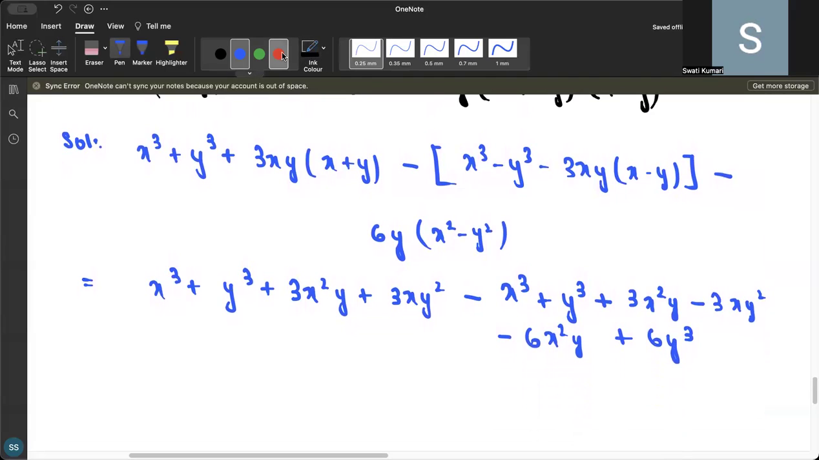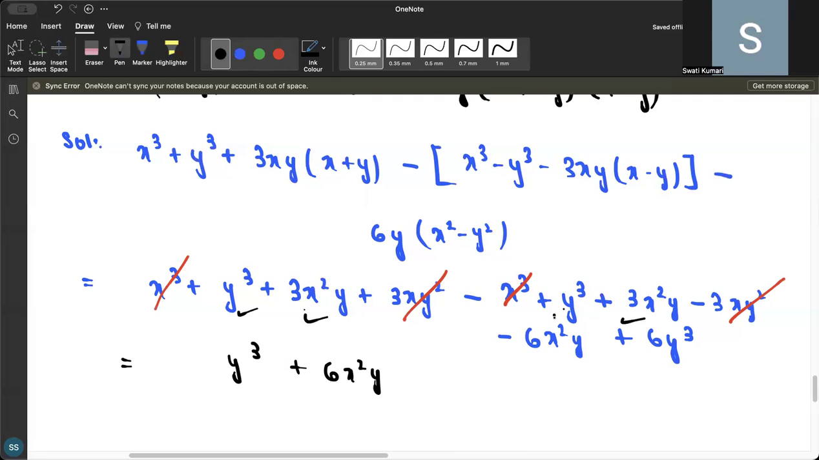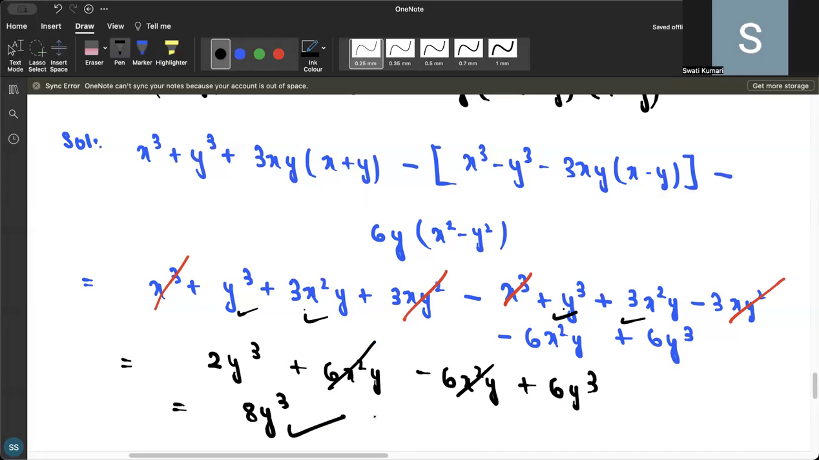Now, clearly here, what is getting cancelled? x cube will get cancelled. 3xy square minus 3xy square will get cancelled. So what are we getting? We are getting here y cube. Yeah, y cube plus 3x square y plus 3x square y will become 6x square y. So this part is done. We have y cube plus y cube, this part also, 2y cube, right? And then we have minus 6x square y. Oh, very nice. We're getting a very nice answer. Plus 6y cube. So clearly this and this will become 0. And therefore, the answer that we're getting is 8y cube. That's the answer. We simplified it.